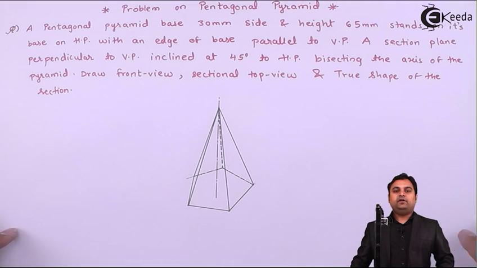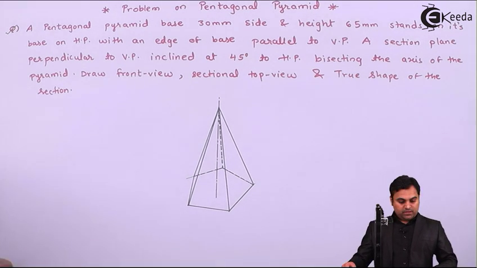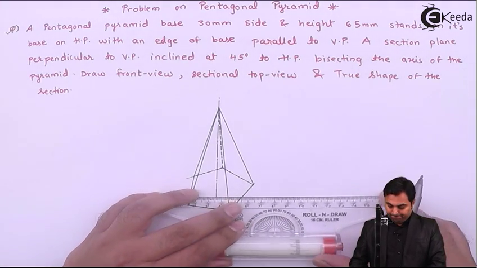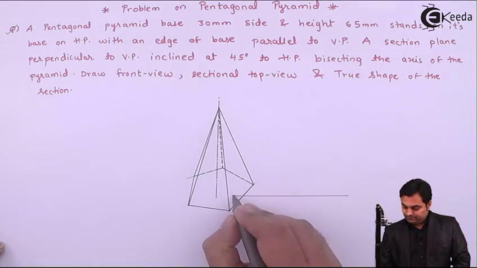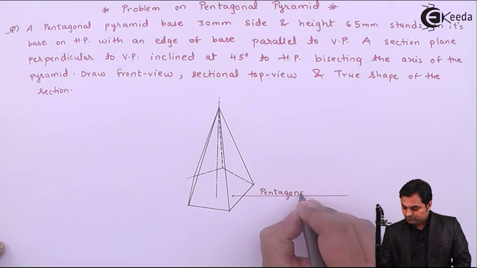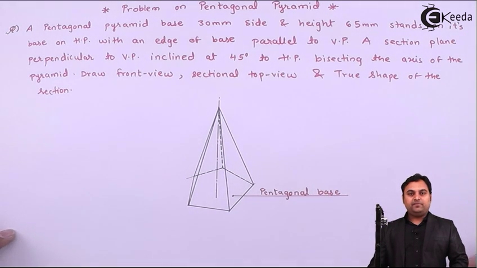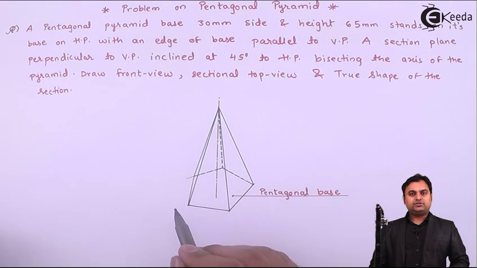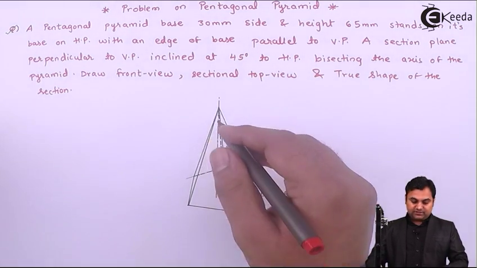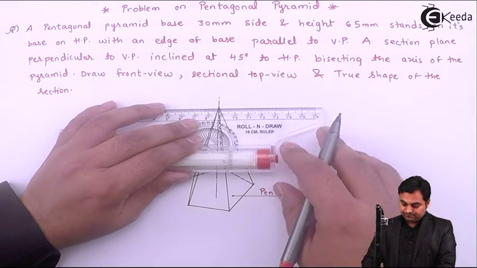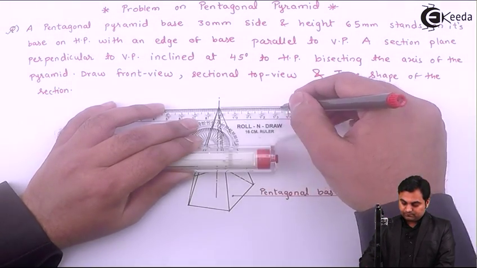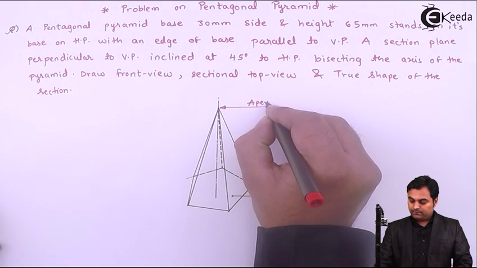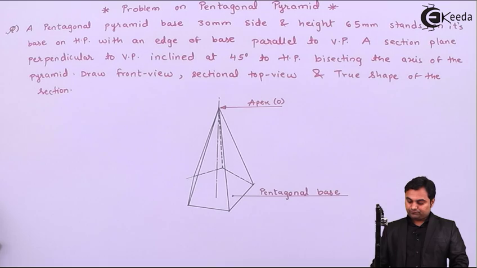So here we have a pentagonal pyramid in which the base is in the shape of a pentagon. Here we have a pentagonal base. Then there are 5 corners of the base. Those corners are connected to a common apex O.